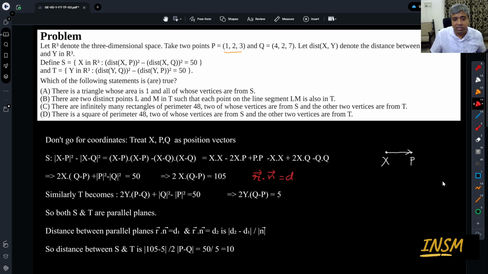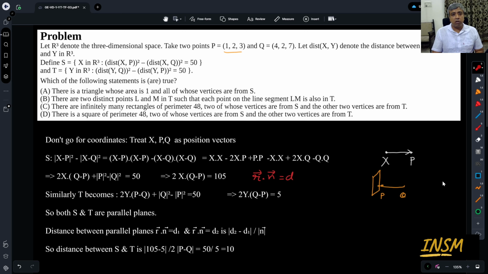So set S is representing a plane which is perpendicular to Q minus P. So it is perpendicular to the line joining Q and P. Suppose this is point P and this is point Q. So the plane will be perpendicular to the line joining these, something like this. So the plane is perpendicular to this line. Now the process that we applied for set S, the same process we apply for T.